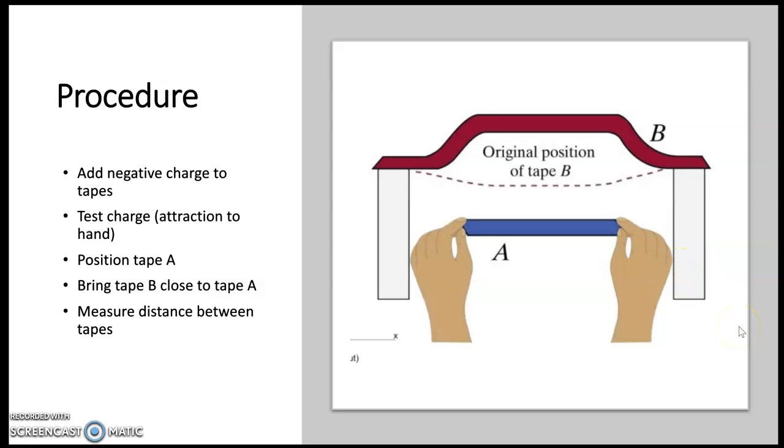A quick overview of the procedure from Lab 1: two tapes are given an electric charge, then brought near each other, and the force, or the change in position of one of them, was measured to then derive the amount of charge on each piece of tape.